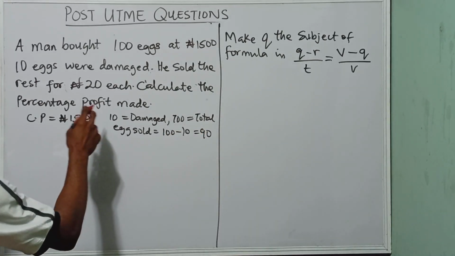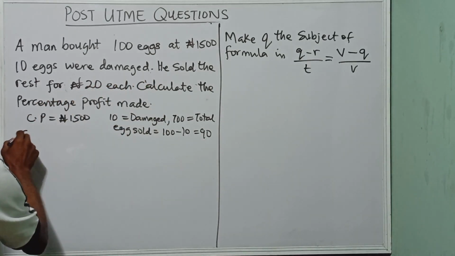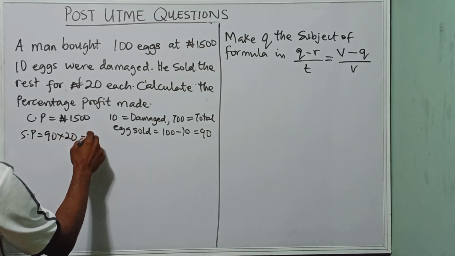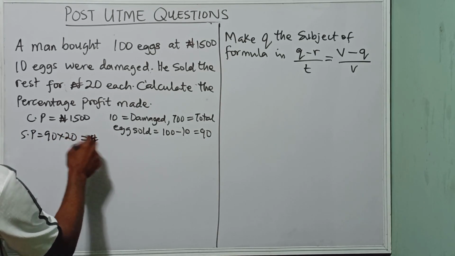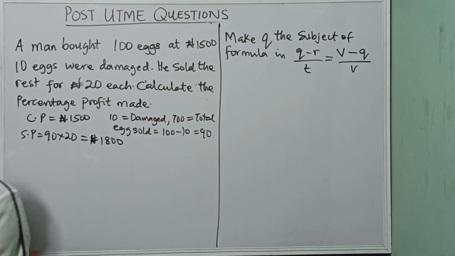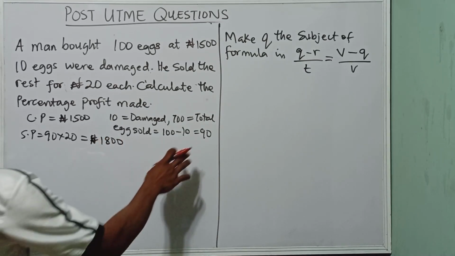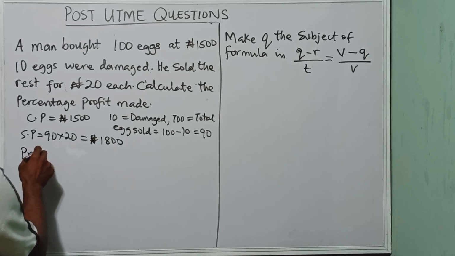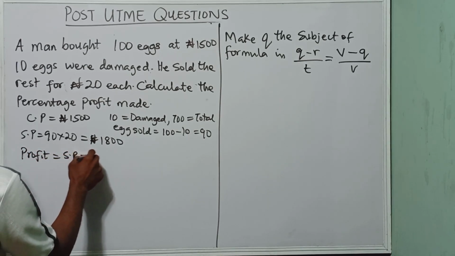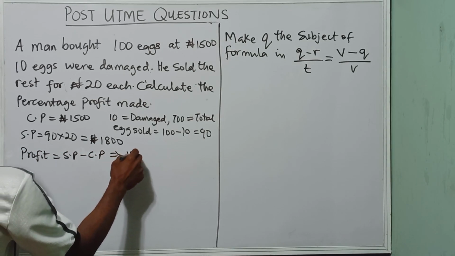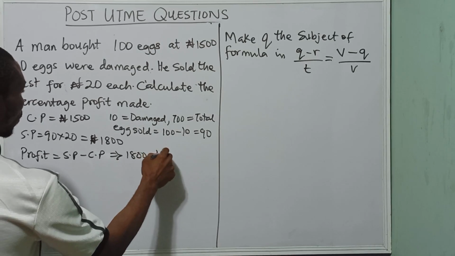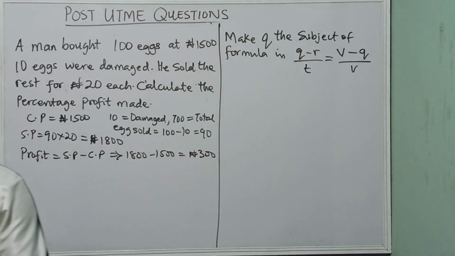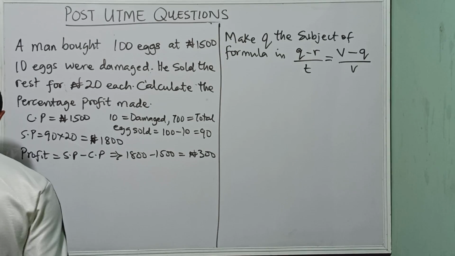So to find the selling price, SP would be 90 times 20, which gives us 1,800. So our selling price for the 90 eggs is 1,800. So profit, which is selling price minus cost price, would be 1,800 minus 1,500, which gives us 300. So you made a profit of 300 naira on selling the eggs.